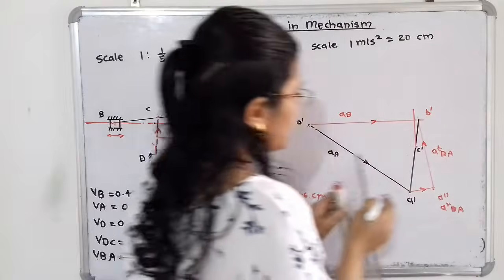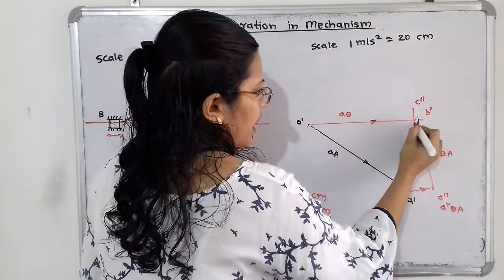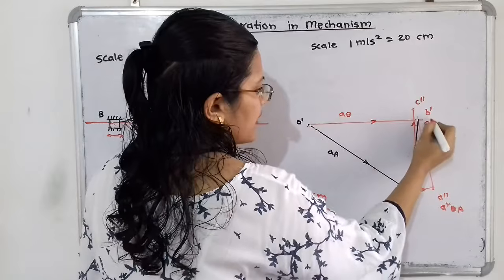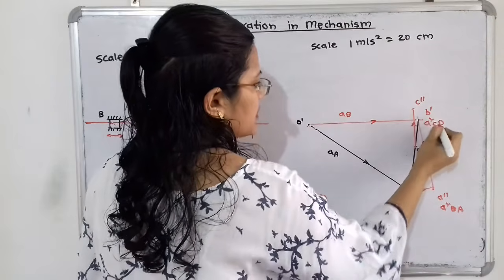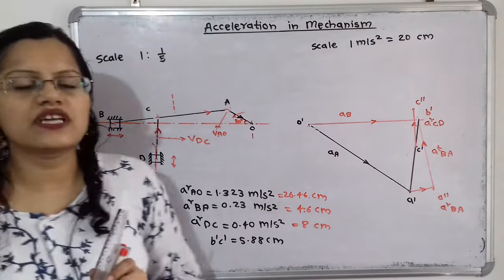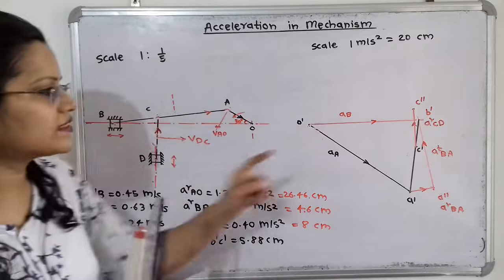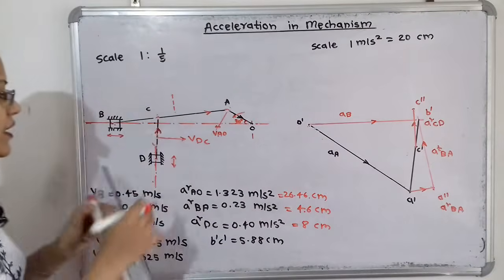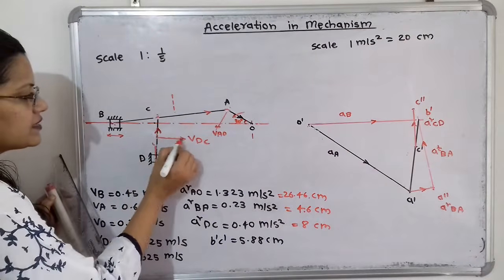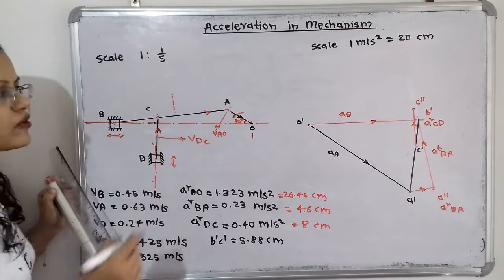So this is the radial component. So I will say from C dash to C double dash. I will show an arrow also, and it indicates the radial component of CD. Now how to draw the tangential component? So the tangential component is again in the perpendicular direction to this radial component. So here also for this link CD, this line which indicates the velocity is in the perpendicular direction.